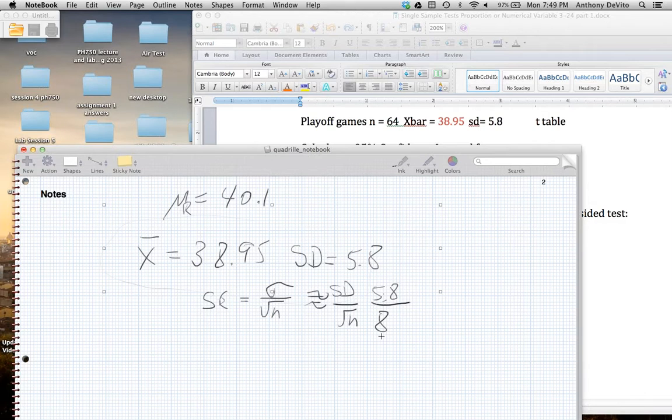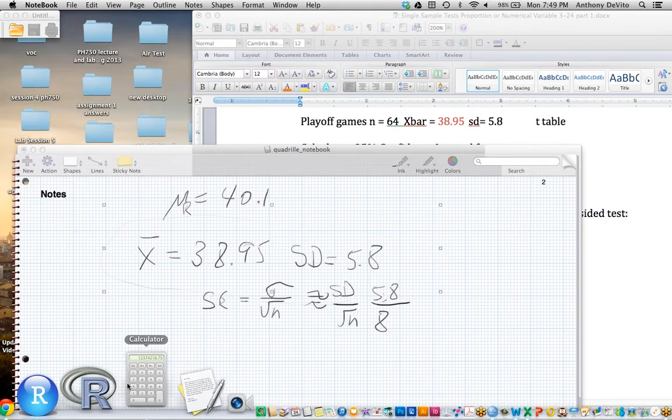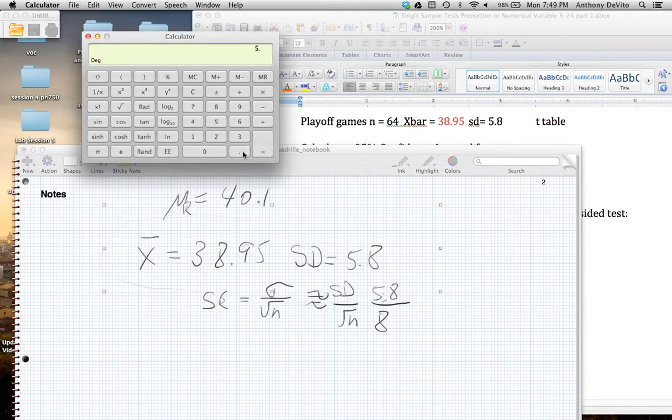So our standard error is going to be 5.8 over 8. So I'm going to get my calculator out and calculate that. 5.8 divided by 8 equals 0.725.